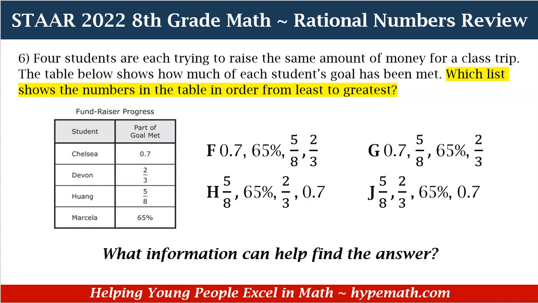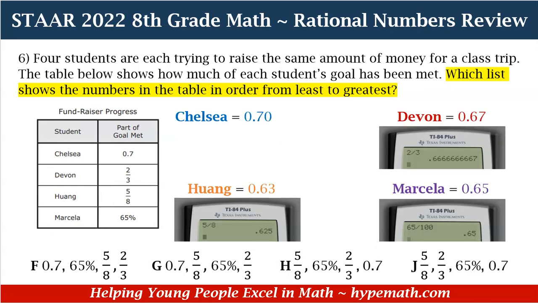So now that we know what we're looking for, what information can help us find the answer? In order for us to discover the information, we need to convert all of our numbers to the same form. That is really the only way we can truly solve this problem, okay? So that is what we're going to do. We already know that Chelsea is in decimal form and her amount is 0.70.